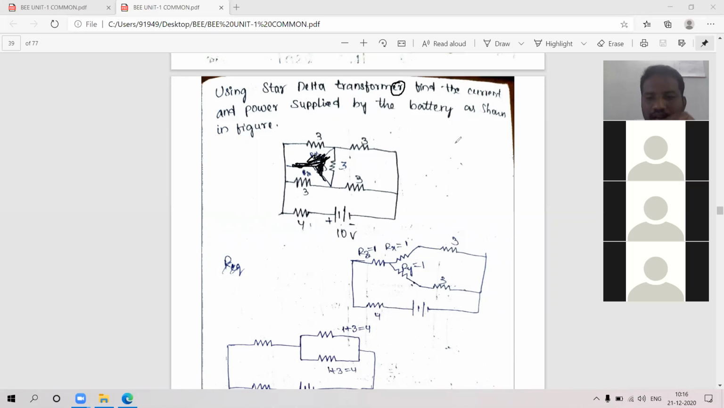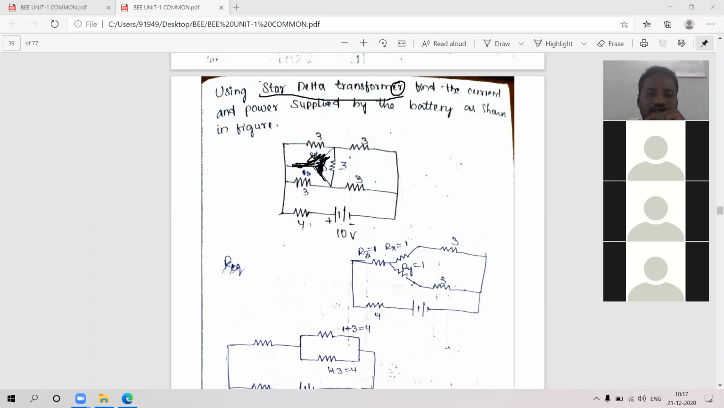Okay, this is the circuit you are having actually. So for star to delta transformation, you just do this one. Star to delta or delta to star, anything you can do. The thing is, you have to minimize the circuit. Star delta transformation is either star to delta or delta to star. So this is the circuit. All of you draw the circuit: 3 ohms, 3 ohms, 3 ohms, 3 ohms, 3 ohms, and 4 ohms, and voltage is 10 volts. So the thing is, we cannot minimize.